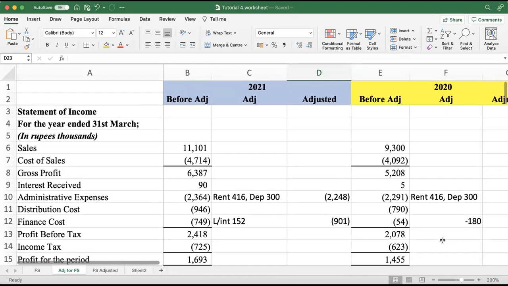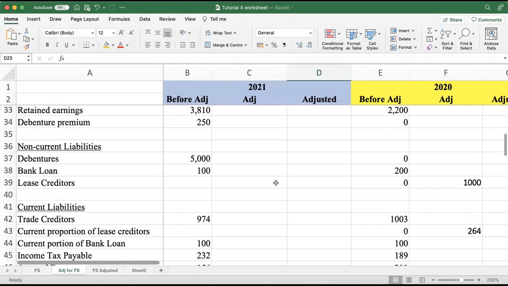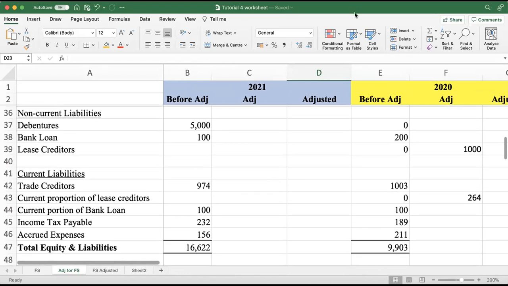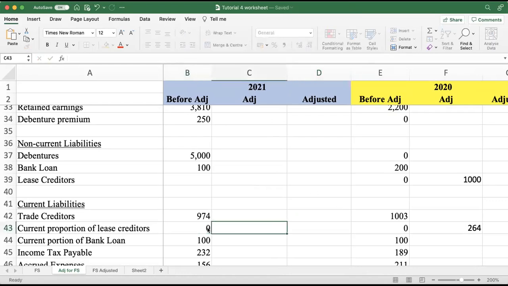Now you see we have recorded the interest, depreciation, and we have recorded the asset. Then you have to record the lease liability. So you have to find out how much current proportion of the lease and how much non-current proportion.